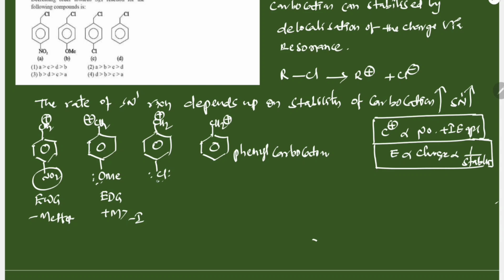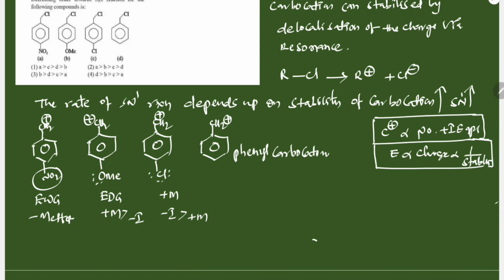Now look at chlorine. Chlorine has a lone pair of electrons. It shows a plus M effect, and chlorine is a more electronegative element, so it shows a negative inductive effect. Here the negative inductive effect dominates the plus M effect.